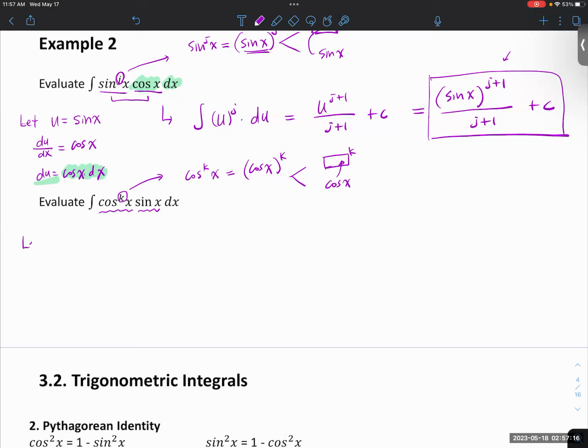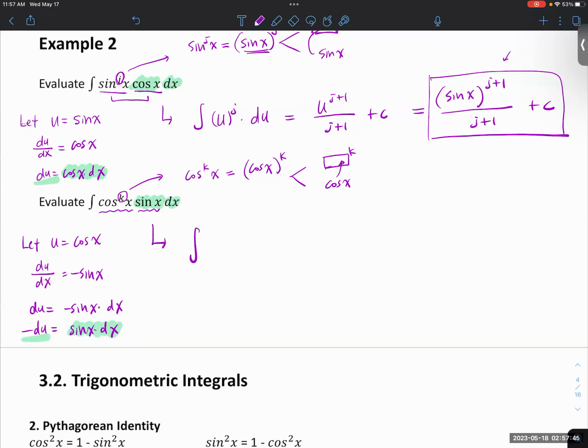So I can say let u equal cosine x this time. Take the derivative: the derivative of cosine x is negative sine x, so du will be negative sine x times dx. In other words, negative du equals positive sine x dx. That's exactly what I'm looking for. Sine x dx will be negative du.